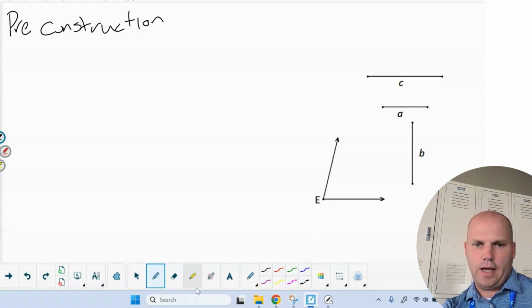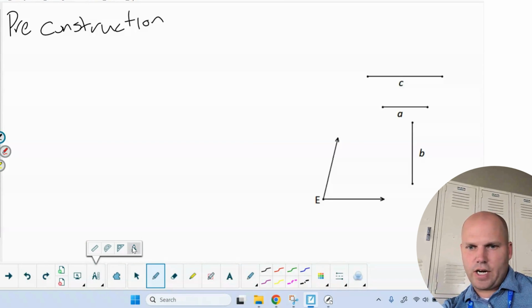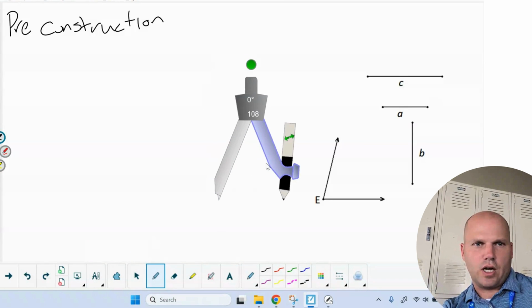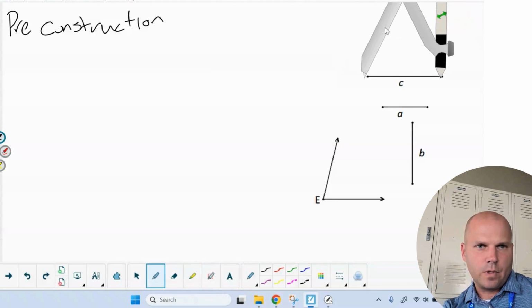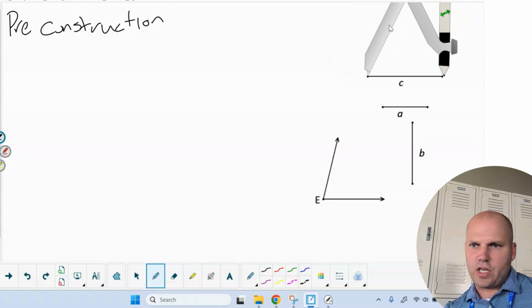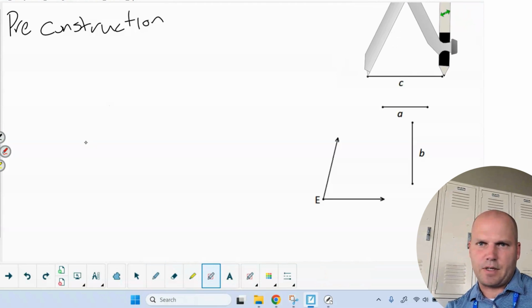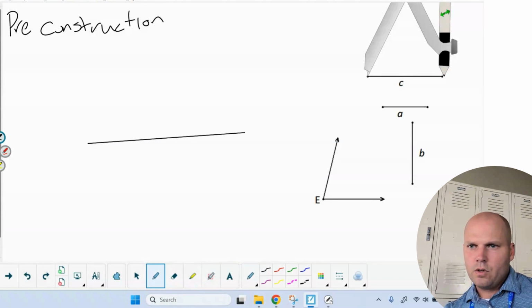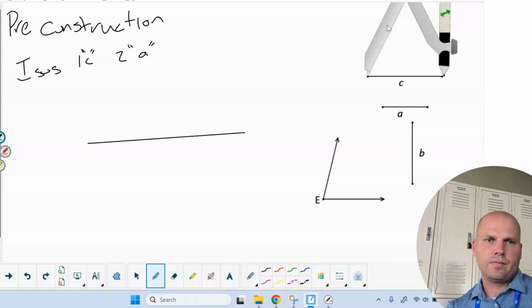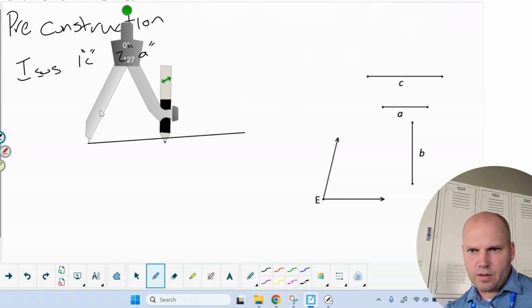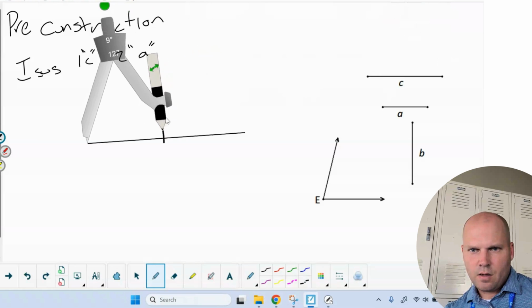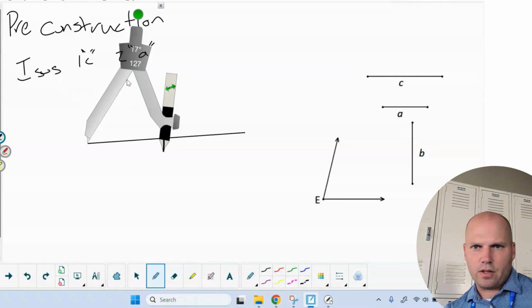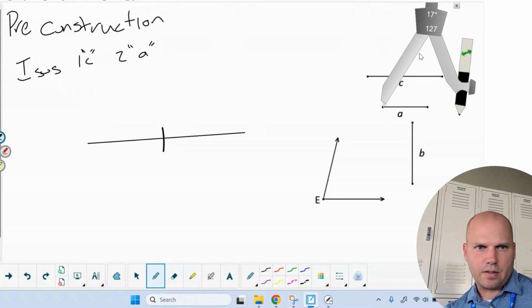Okay, so let's do that. Let's create an isosceles triangle. Let's use C and A. I'm going to start with C. I need to make sure I have a line segment. So here's my isosceles with one C length and two A lengths. Here is my C length. And now let's find my two A lengths.